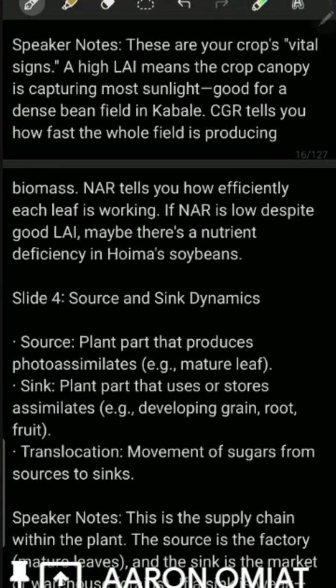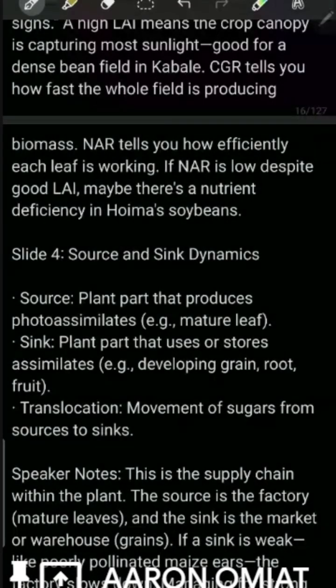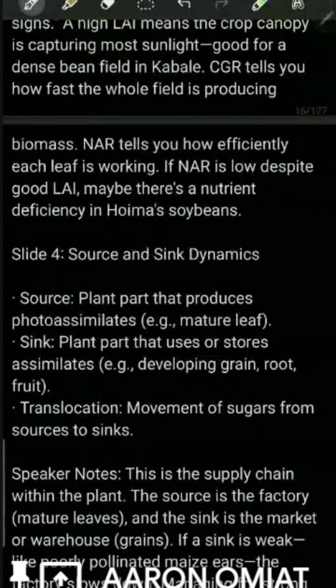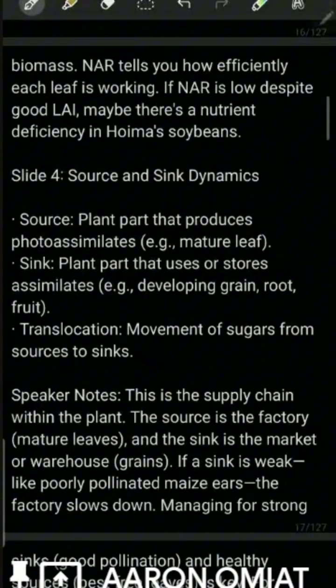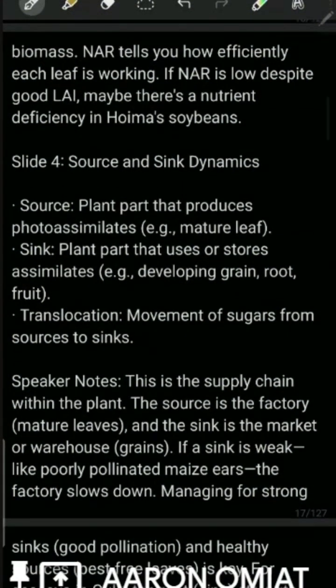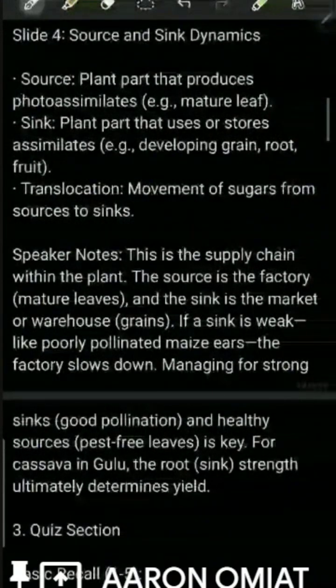Translocation is simply the movement of sugars from the source to the sinks. This is the supply chain within the plant. The source is the factory, which is the mature leaves, and the sink is the market or warehouse, which are the grains, fruits, root tubers, stem tubers, whatever. If a sink is weak, like poorly pollinated maize ears, the factory slows down. Managing for strong sinks, good pollination, and healthy sources, e.g. pest-free leaves, is key for cassava growth. The root sink strength ultimately determines the yield.